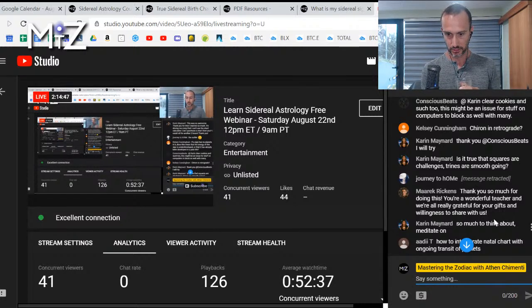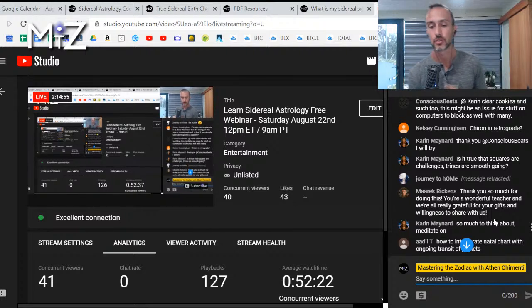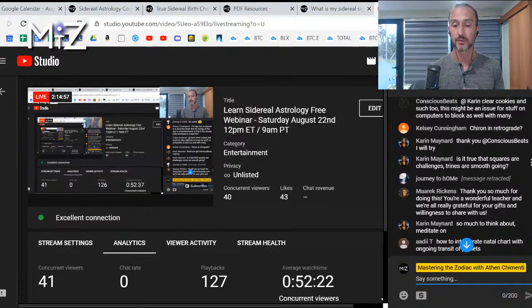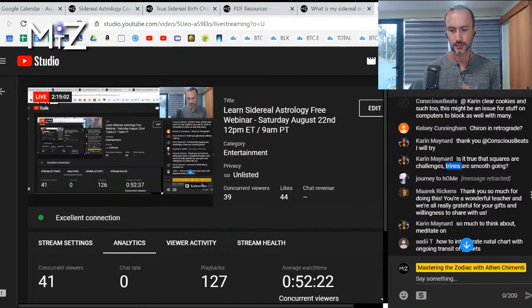Is it true that squares are challenging and trines are smooth? Yeah, we covered that. Squares are more challenging to work with. We want to challenge ourselves, which would be great. Trines are more smooth, but also where we can get lazy. So we still do want to incorporate trines and sextiles. Those are the blue ones.